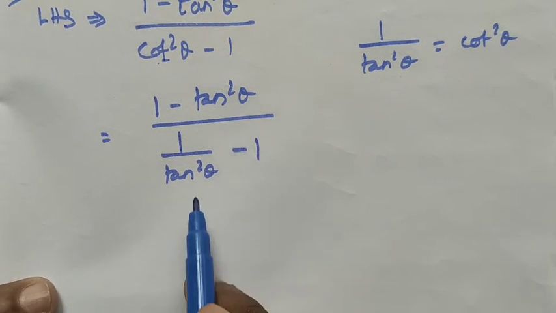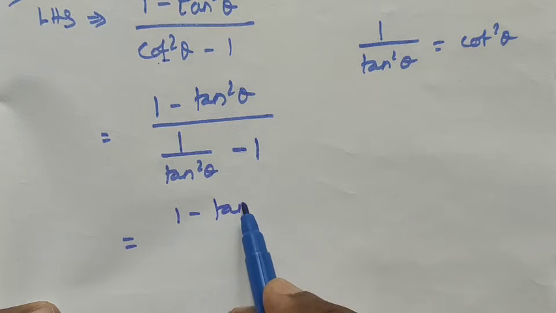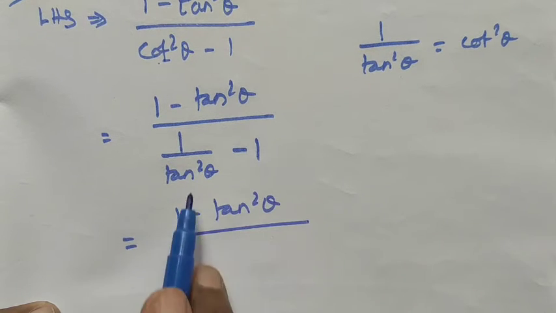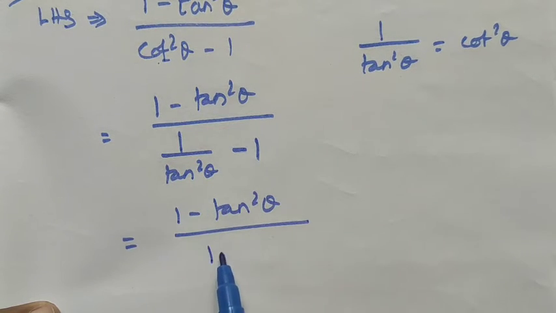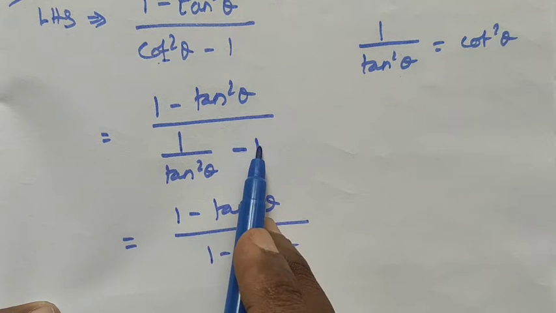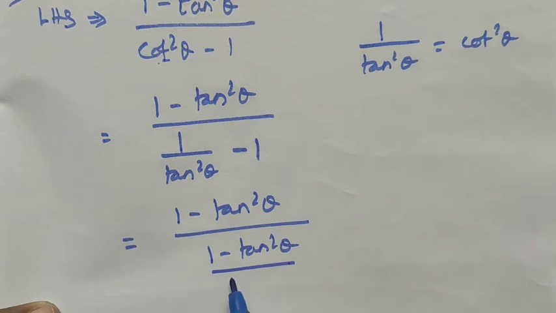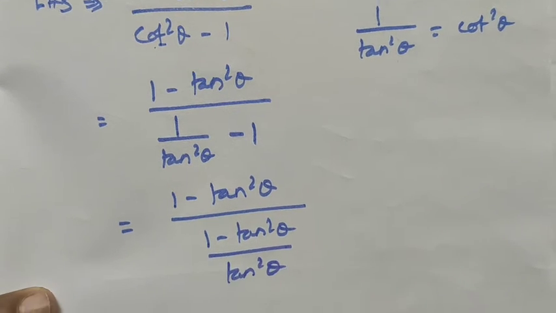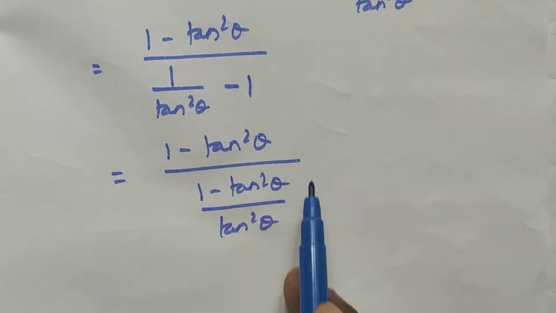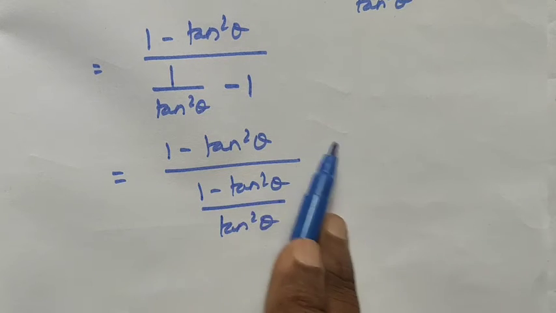Now here we have to take the LCM. In the numerator we have 1 minus tan square theta, divided by, if you take the LCM, 1 minus tan square theta. This tan square theta is multiplied here, so tan square theta into 1 is tan square theta, divided by tan square theta. See, it is in the division form; the denominator of the denominator turns to the numerator.